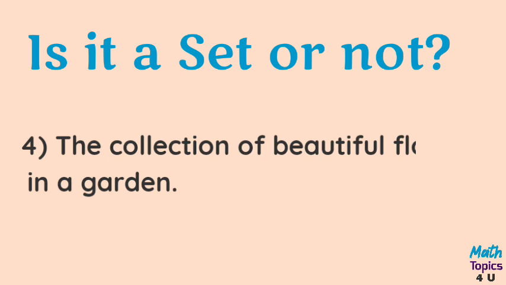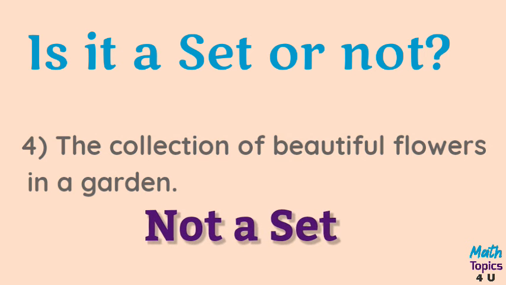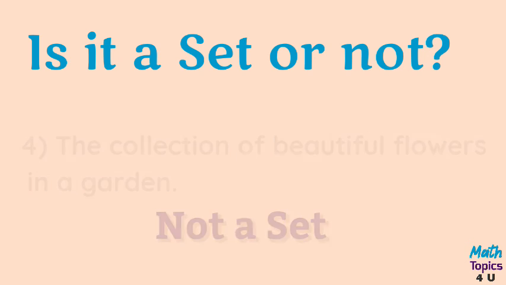The fourth example is the collection of beautiful flowers in a garden. In the given statement, beautiful flowers is given. For one person, the beautiful flower may be a jasmine, for another person, the beautiful flower may be a lotus. So it is not really well defined. So it is not a set.